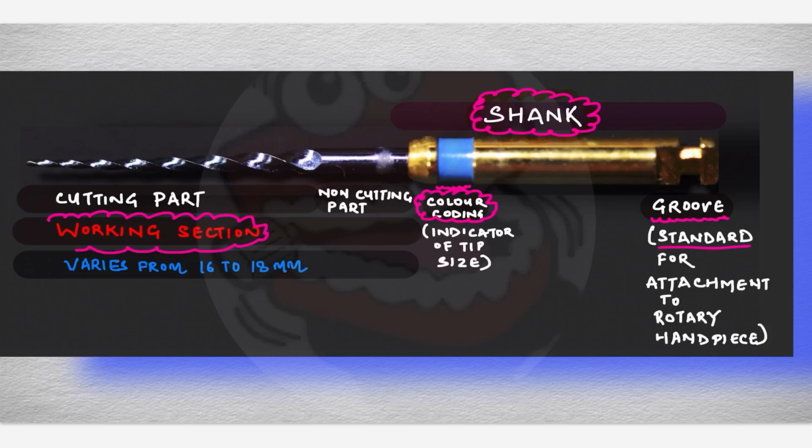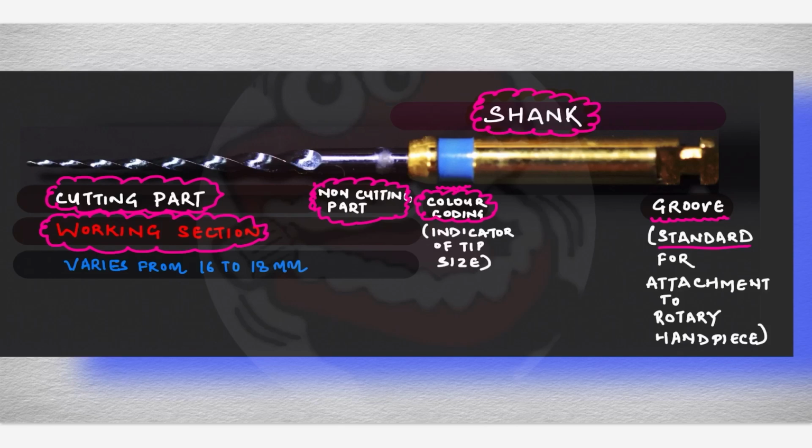Now the third thing is the working section of the file. This working section is divided into two parts. One is the cutting part that contains the flutes. This is the cutting part up to here. Then there is a non-cutting part. This non-cutting part generally engages the stopper, which can be brought to the cutting part to adjust the length of the canal, or the working length that we desire for the preparation of the canal or extirpation of the pulp tissues. So this is the working section of the file.